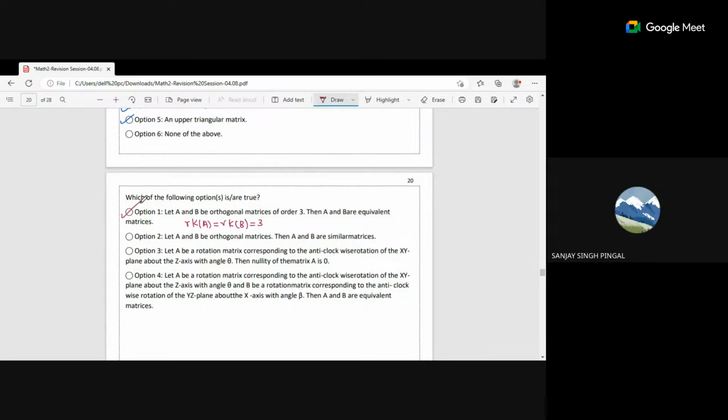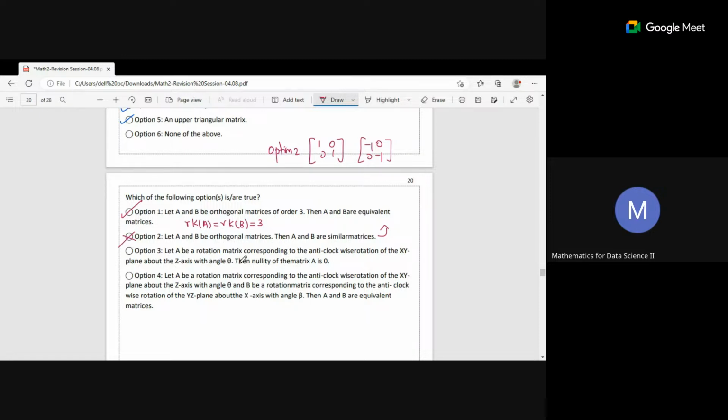Yeah. That's right. Okay. Let A and B be orthogonal matrices. Then A and B are similar matrices. Is this possible? Not sure, madam. See, for example, you consider this as well as this. Both are orthogonal actually. But you see they are not similar. So this is for option 2. So you see these two matrices are orthogonal, but they are not similar. So this is incorrect.